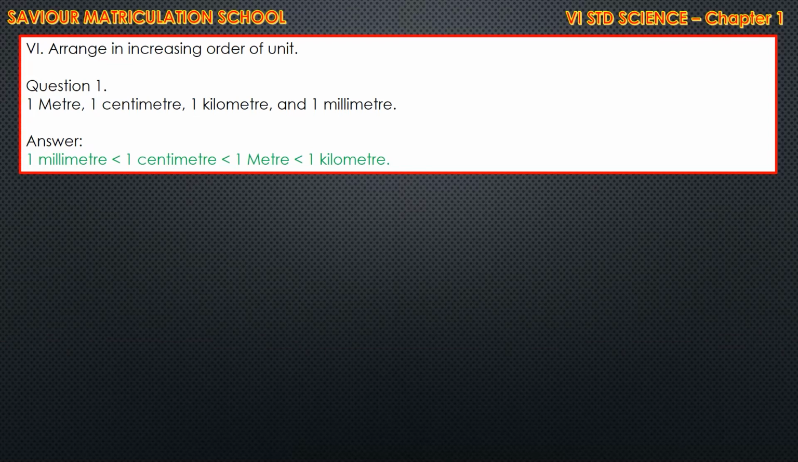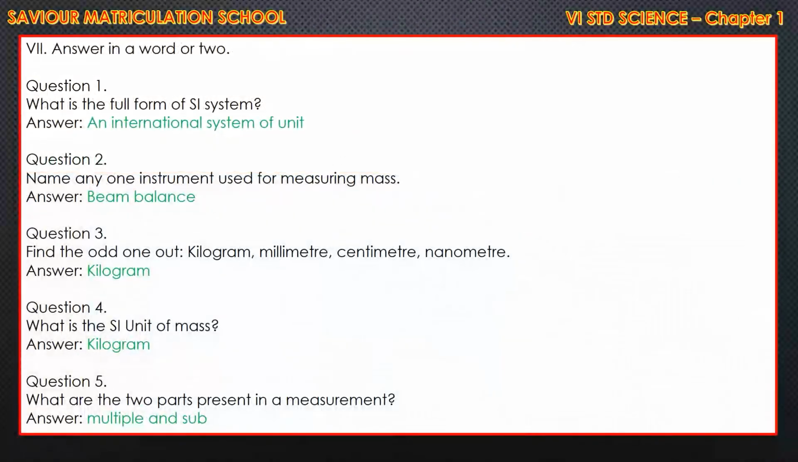So next, Roman number 7. Answer in a word or two. In the book it is Roman number 9, children. What is the full form of SI system? So the answer is International System of Units. Question 2. Name any one instrument used for measuring mass. And the answer is beam balance.